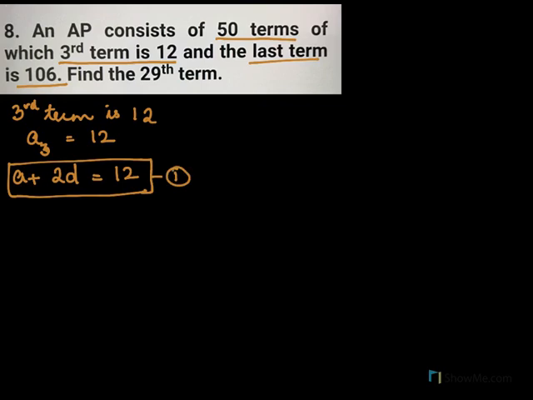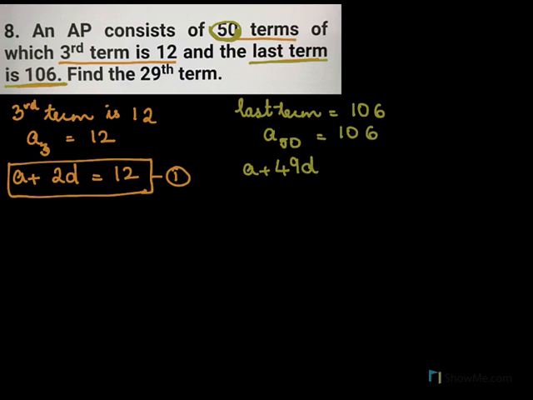Let's get on to the next part. In the next part they said the last term is 106. And they have said the AP has 50 terms, which means the last term is A50 equal to 106. A50 will be a plus 49d equal to 106. This will be my equation 2.